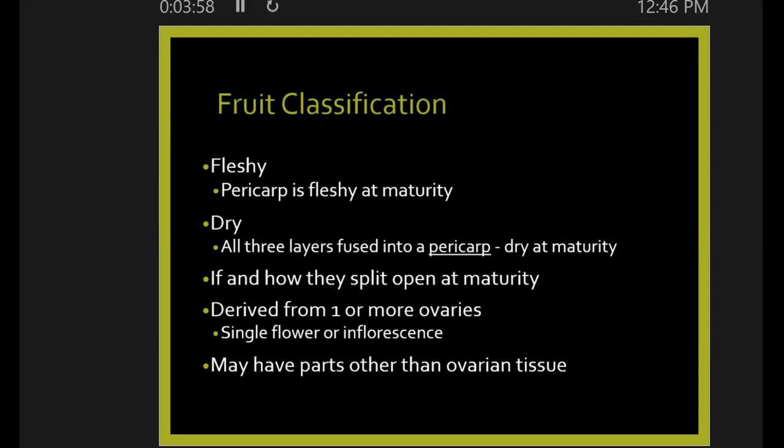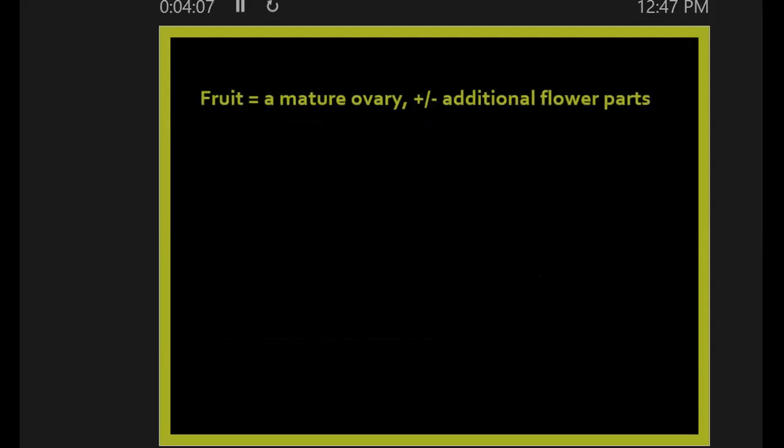And then, are there other parts of the flower besides the ovary that are helping make that fruit? And so a fruit, by definition, equals a mature ovary plus or minus additional flower parts. That's really kind of the definition. What is a fruit? It's the ovary of the flower that has matured and grown into this fruit. And then sometimes there are other flower parts that are involved as well.